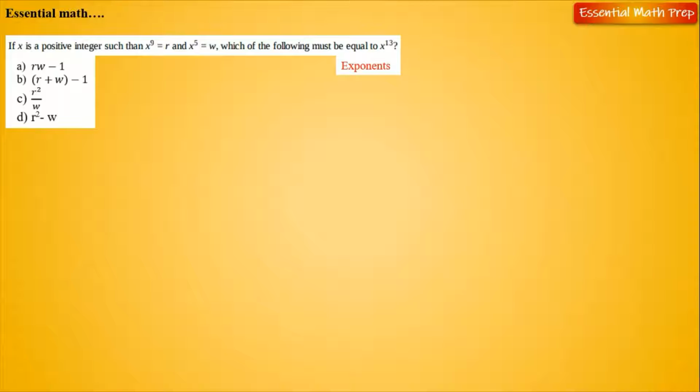So if you see, x to the 9 is r, and x to the power 5 is w, right? So what must x to the 13 be equal to? So how do we go about doing this?